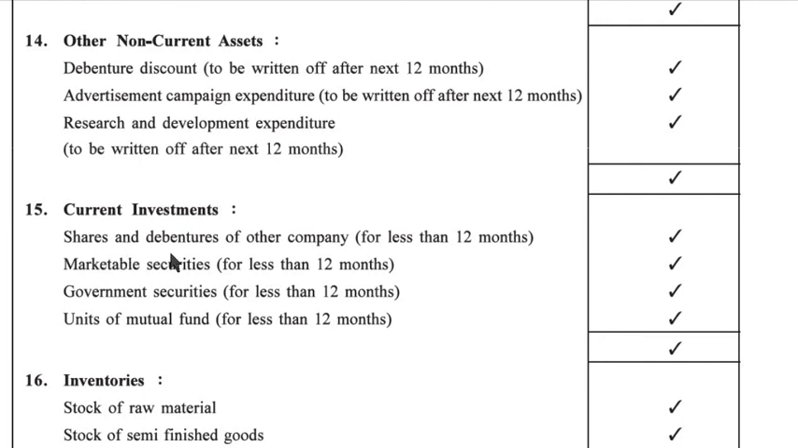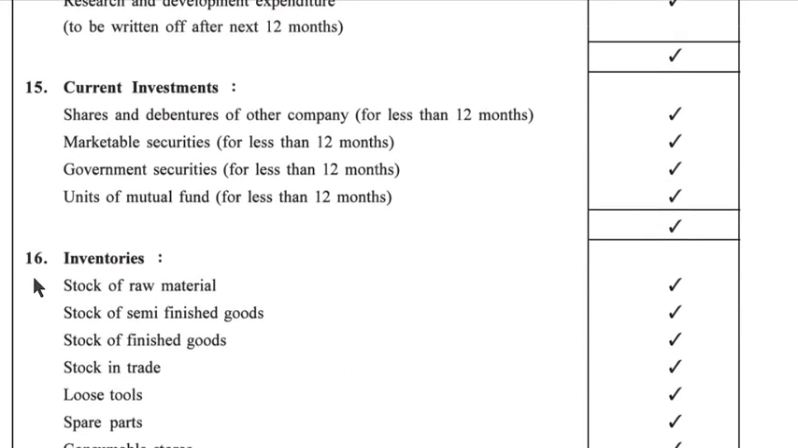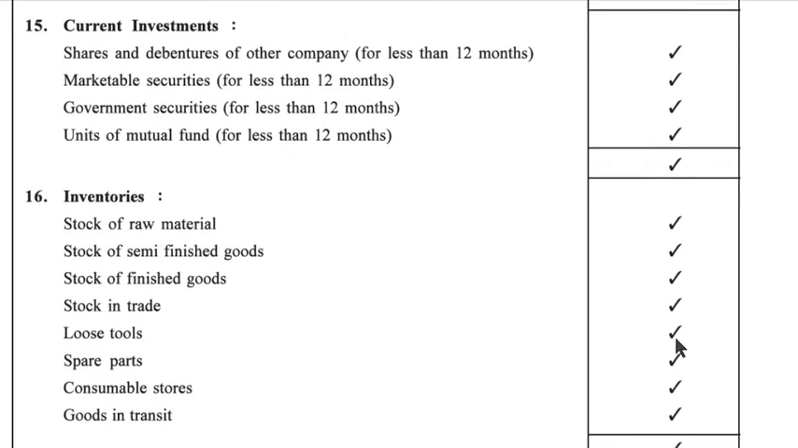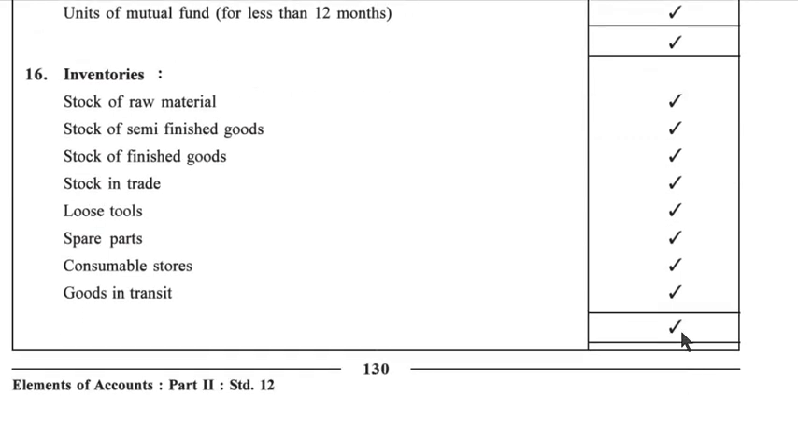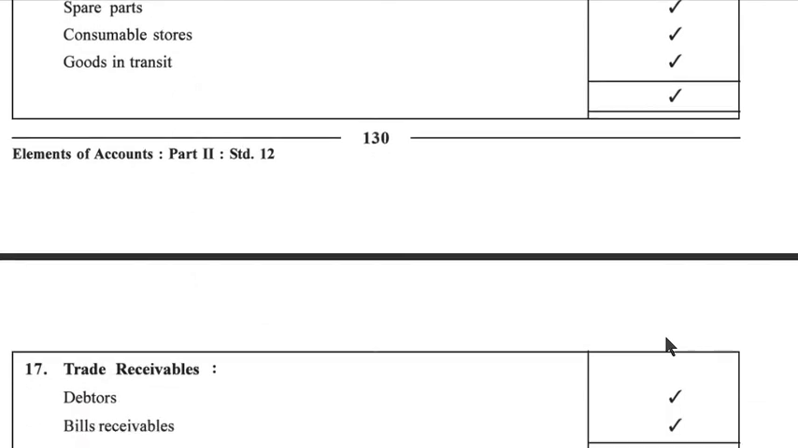Current investment: share and debenture of other company for less than 12 months. Marketable security for less than 12 months, government security for less than 12 months, unit of a mutual fund for less than 12 months. We have to write here total. Inventories: stock of raw material, we have to write here. Stock of semi-finished goods, stock of finished goods, stock in trade, loose tools, spare parts, consumable stores, and goods in transit, and afterward we have to write here total.